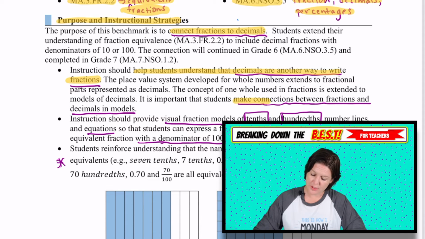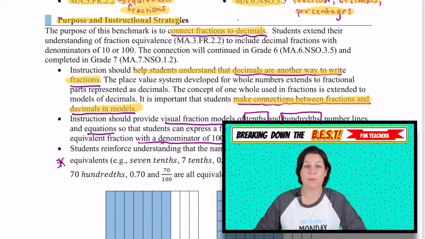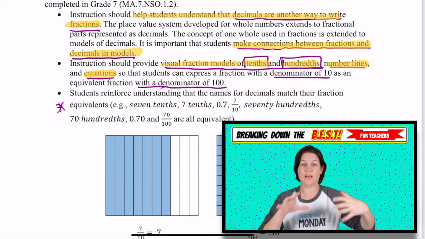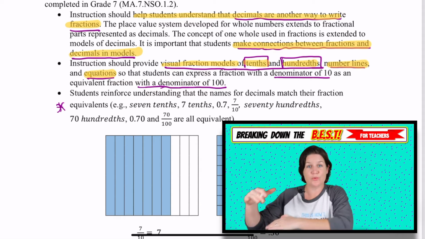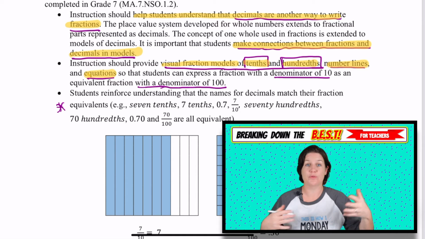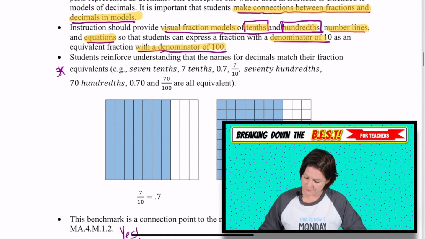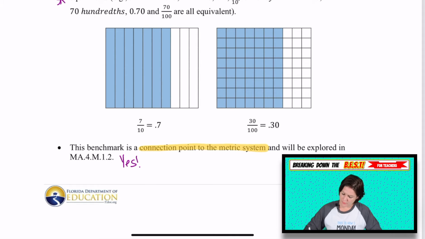And we're giving opportunities for students to make connections between fractions and decimals in models. We definitely will be providing visual fraction models of the tenths or hundredths, also number lines and equations showing that a fraction is equal to a decimal and a decimal is equal to a fraction, so that students can express a fraction with a denominator of 10 as an equivalent fraction with a denominator of 100. And that also there will be a connection with the metric system in the standard, which we talked about.